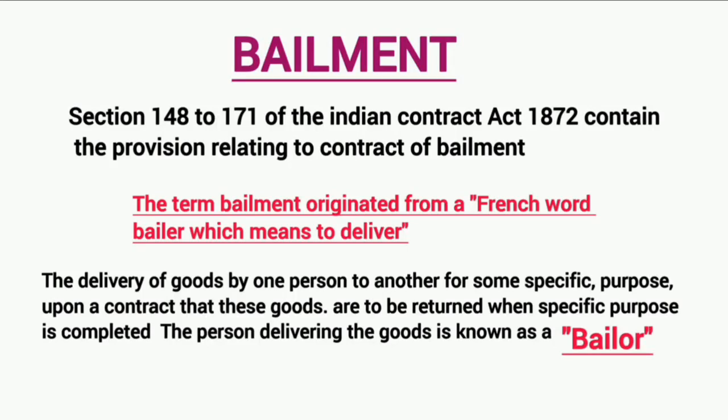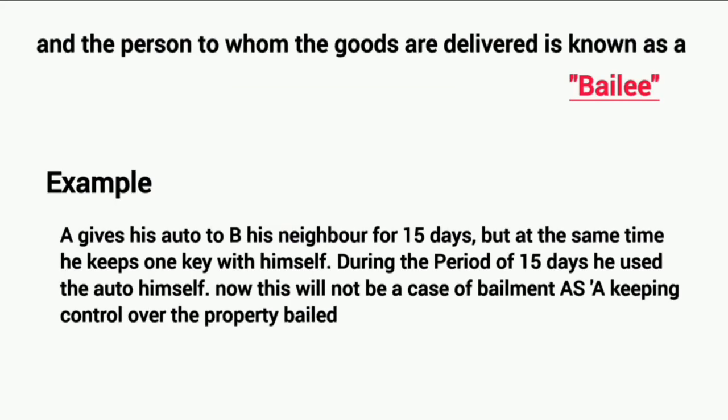Bailment. Sections 148 to 171 of the Indian Contract Act 1872 contain the provisions relating to contract of bailment. The term bailment originated from a French word, bailler, which means to deliver. The delivery of goods by one person to another for some specific purpose, upon contract that these goods are to be returned when the specific purpose is completed. That person delivering the goods is called the bailer, and the person to whom the goods are delivered is known as the bailee.